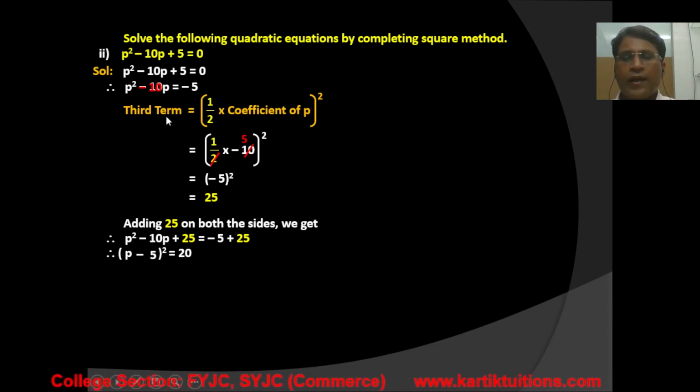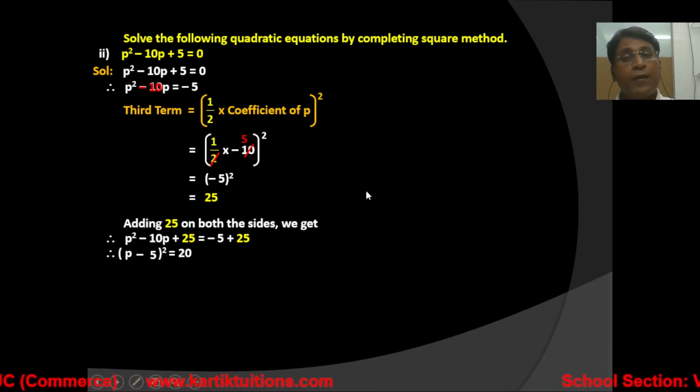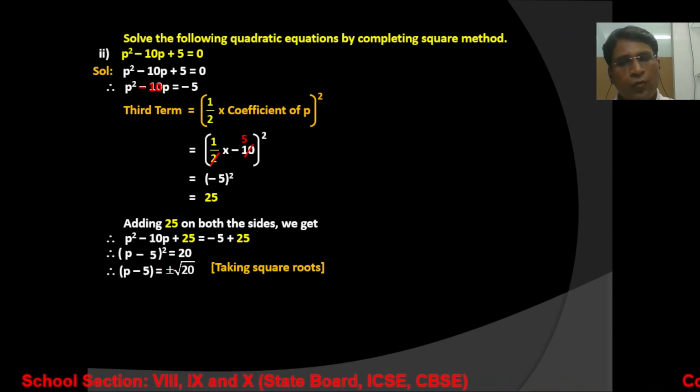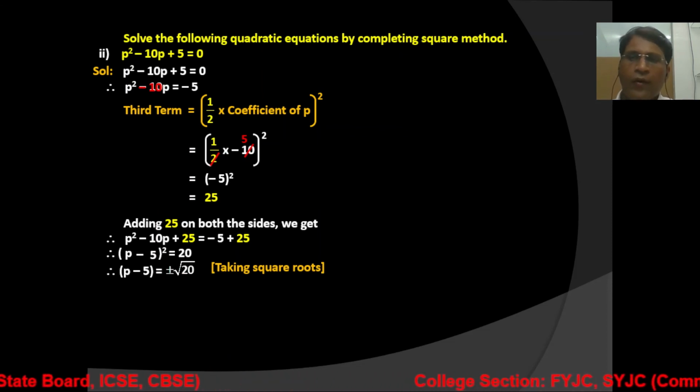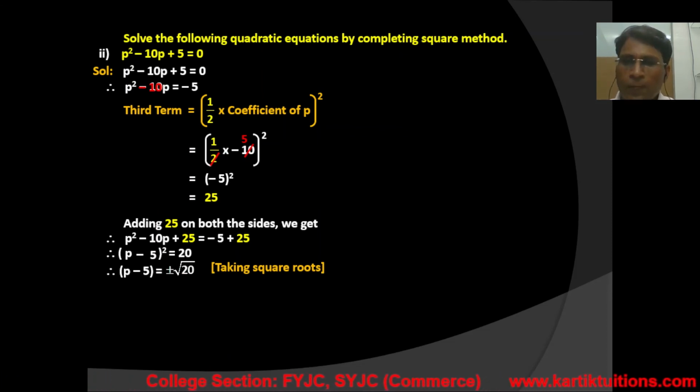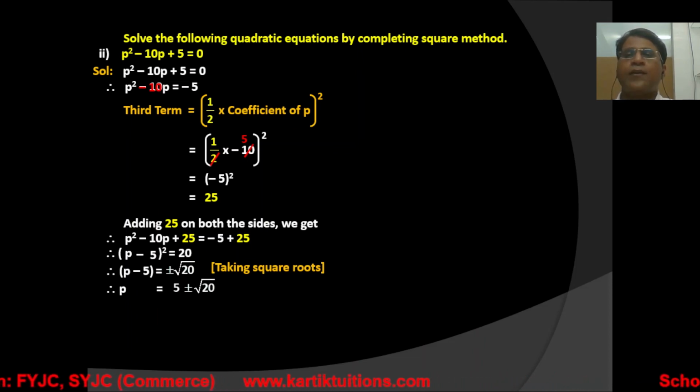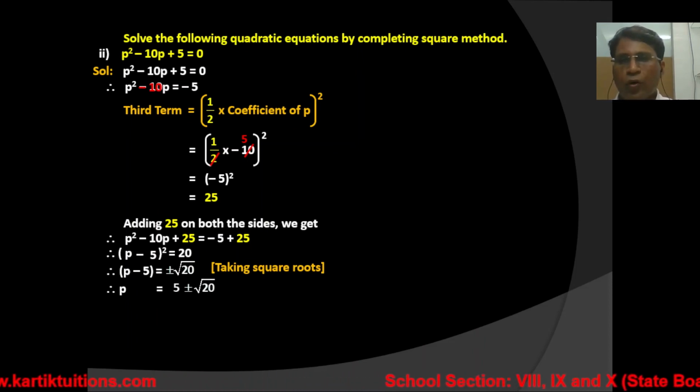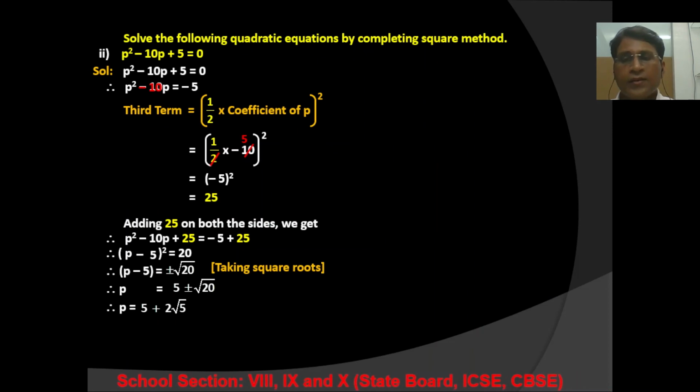Now next step is to take the square root with plus minus sign on right hand side. So let's take the square root. So it can be written as plus minus root 20. Now I'll shift minus 5 to the right hand side. It becomes p is equals to 5 plus minus root 20. So therefore p is equals to 5 plus minus 2 root 5.